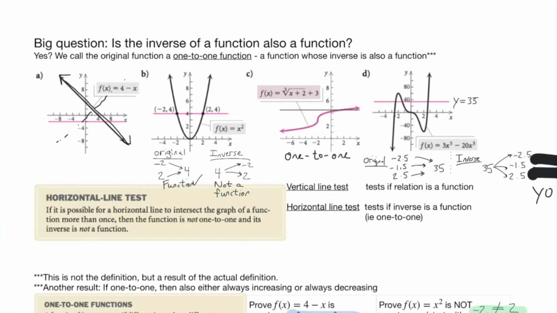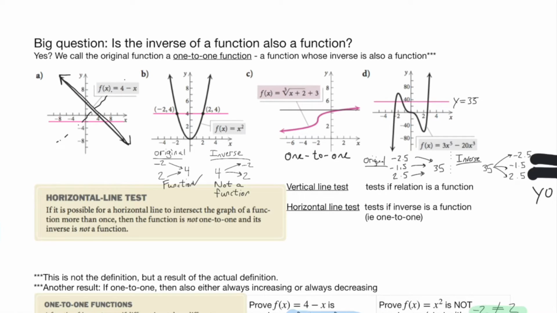The horizontal line test is going to test to see if the inverse is a function. It went from vertical to horizontal because it got flipped over the line y equals x. Anyway, this fails the horizontal line test, so therefore the inverse is not a function.